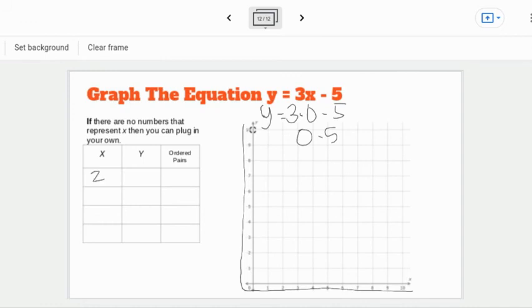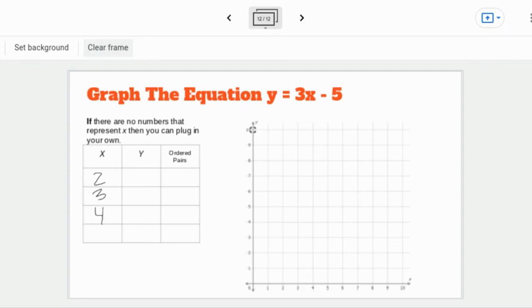2, 3, 4, and 5. Okay, so pause the video. Take a minute and figure out what your y's are. Plug each of those x's in, turn them into ordered pairs, and graph it. When everybody's ready, press play.